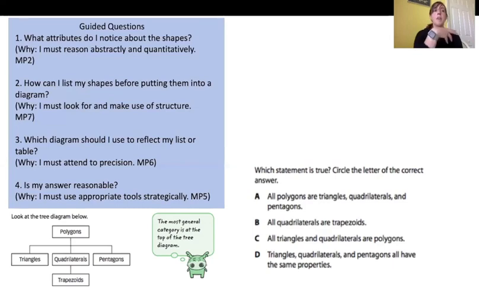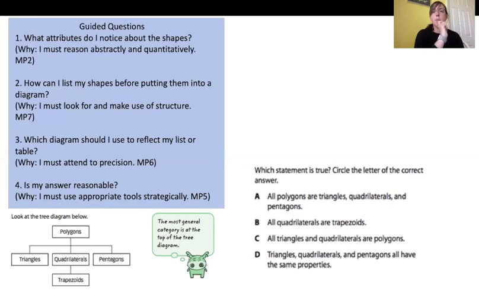Now I'm moving to guided question 2. How can I list my shapes before putting them into a diagram? The why is I must look for and make use of structure. Well, here's the nice thing. The tree diagram that they gave us, we now were able to verify and say, hey, this is correct. So we're not going to have to list them out because it's already done for us. Guided question 3. Which diagram should I use to reflect my list or table? Well, again, I'm using that tree diagram.